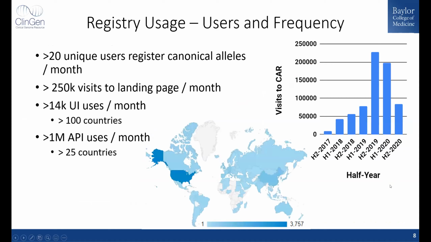So here is some of the registry usage, with the users and frequency. We see right around 20 unique users or institutes register canonical alleles a month. And we've seen that number grow over the course of the last couple of years. We see roughly over 250,000 visits to the landing page. We see about 14,000 UI uses a month from about 100 countries, and about 1 million API uses a month from a little over 25 countries. And you see our trends. We have some spikes periodically with some groups doing some bulk querying and some bulk registration. So we see some spikes periodically, but our growth has continued in the last couple of years.